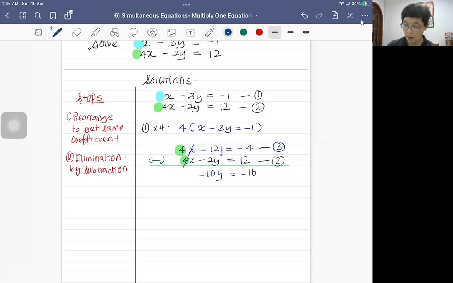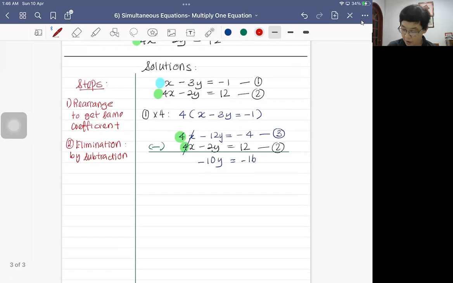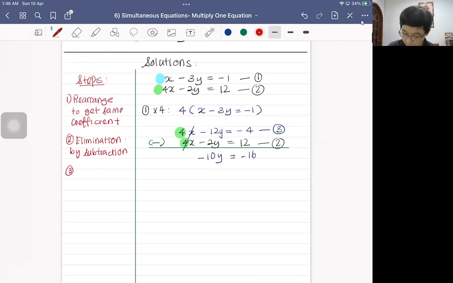And then now you notice that you are left with only one unknown. Cool, right? So now you may proceed with solve for y. Okay, so now let's move on. So here you divide minus 10 both sides. You're going to get minus 16 over minus 10. Okay, so now you can simplify that.